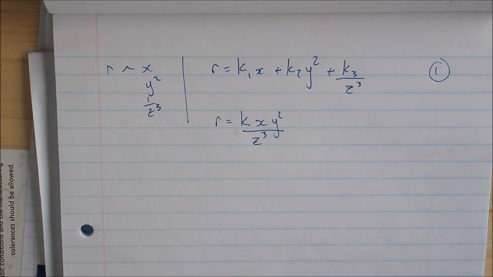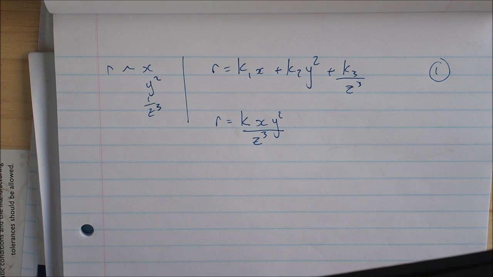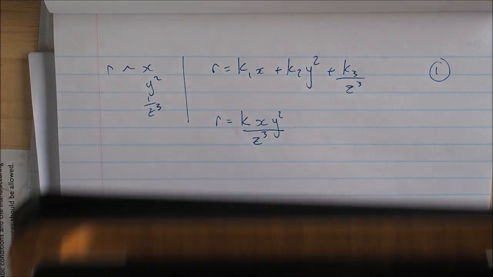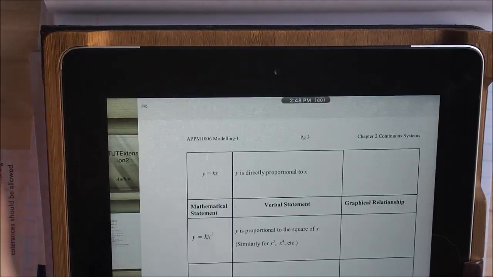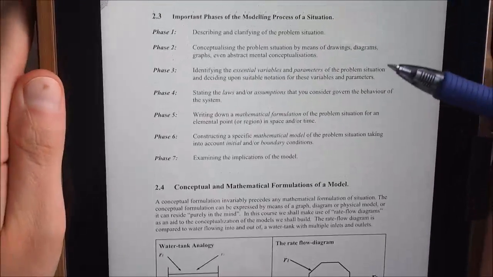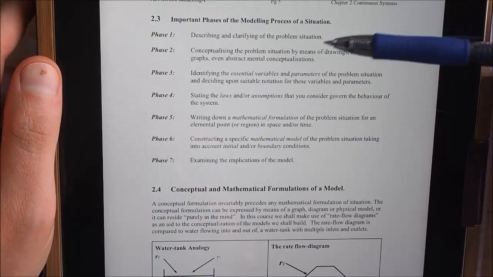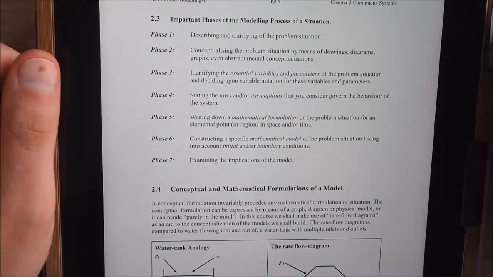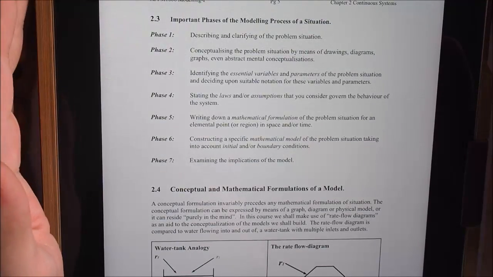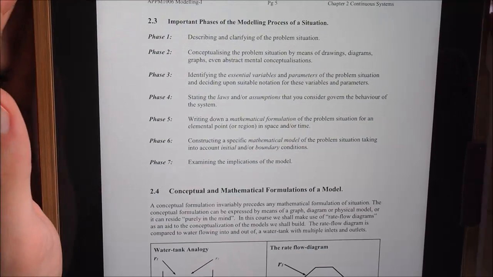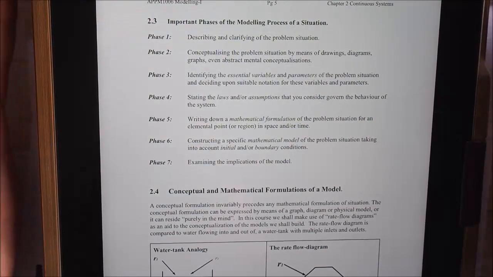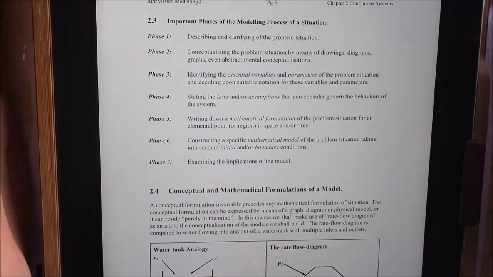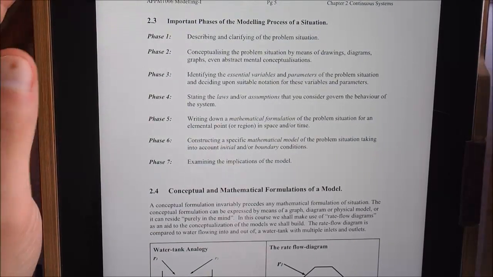Okay, so the next section of the notes talks about the modeling process. So you can see there are 7 phases to the modeling process. The first is describing and clarifying the problems of the situation. So we want to distill the problem, whatever the problem may be, and I'll give you an example now, into a question. So what are we asking? What are we trying to capture? And what's relevant to our problem, and what's not relevant?